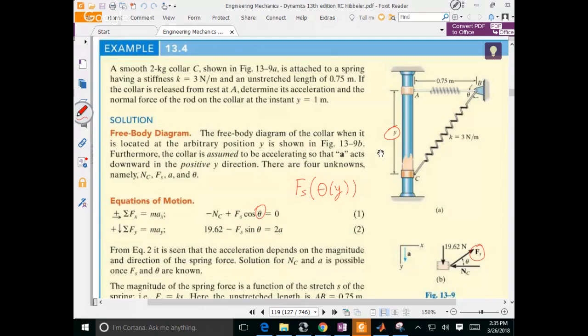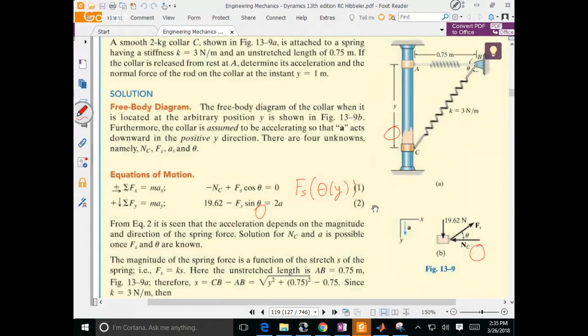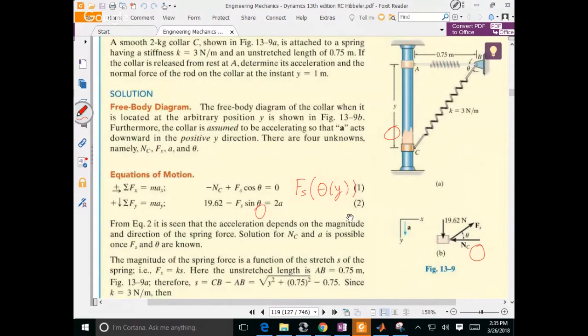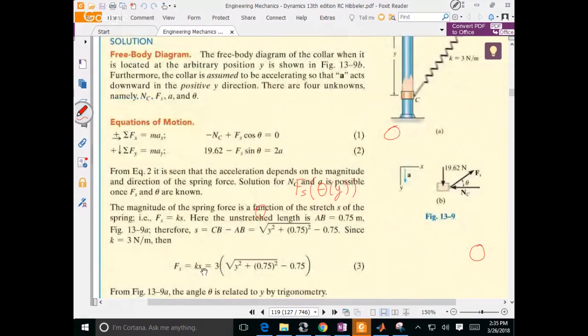So in this case, what he does first, he breaks it apart at a certain theta. And then he creates the two equations based upon that. But he doesn't address this quite yet, that the force of the spring, the direction, and the part that goes in the X and the part that goes in the Y is a function of theta, which is a function of Y. So that makes it kind of difficult. It'd be worse if you had a non-smooth collar or a friction in there.